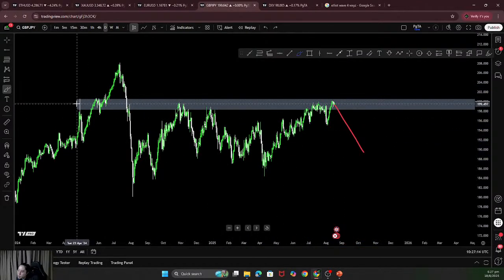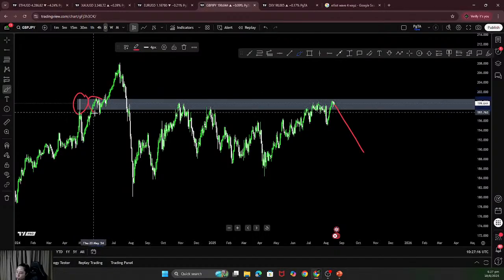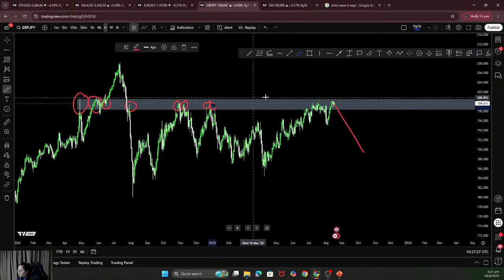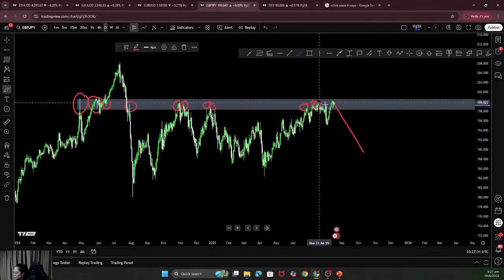Price came here 1 time, 2 times, 3, 4, 5, 6, 7, 8, 9, 10, 11, 12 times. Why am I even counting all the small ones? Because this is a daily chart.